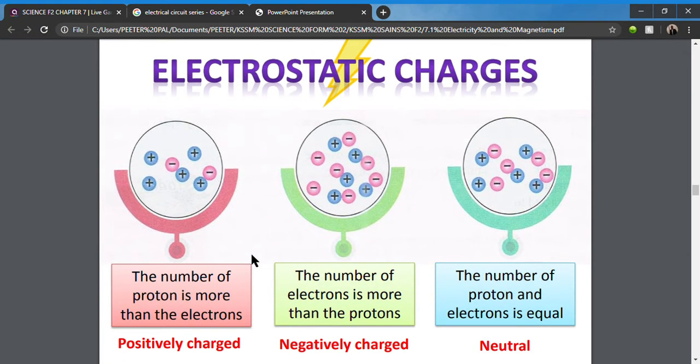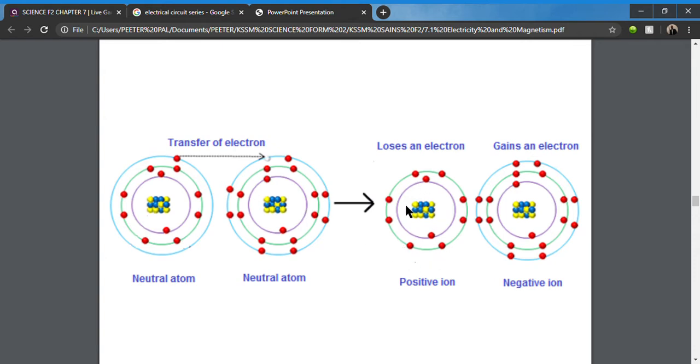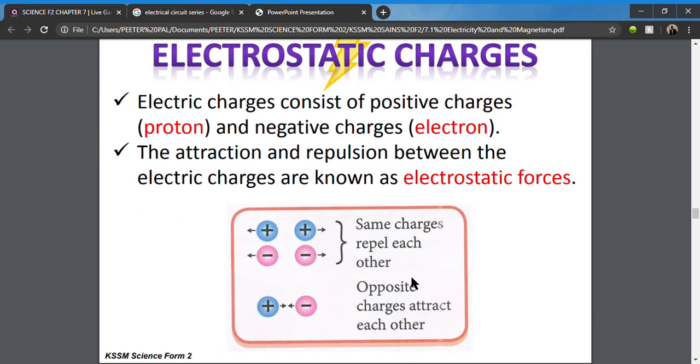So for static charges, you see this diagram: positively charged objects have more protons because they lost electrons. Negatively charged objects have more electrons because they have gained extra electrons. And they are neutral when their numbers of protons and electrons are equal. So you've got 5 protons and 5 electrons, and this atom is completely neutral. Again, loss of electron, they become positive ions; gain of electron, they become negative ions.